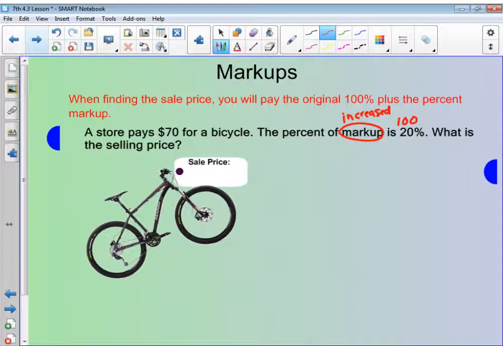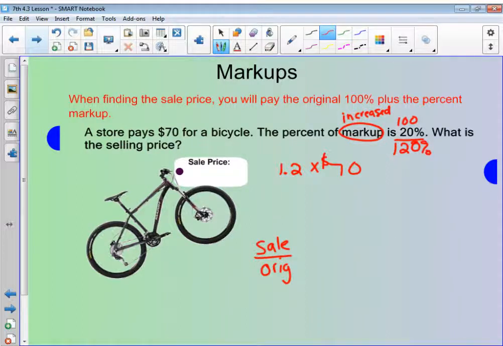I like to work off of the percentages. So I want to figure out, this is now 120%. So 120%, 1.2 times $70. Or I could set it up as a proportion, okay, sale price over original. Okay, and this is where it's important you understand that it's always going to be your sale price over original, because you are going to have a percentage that's going to be bigger on the top.